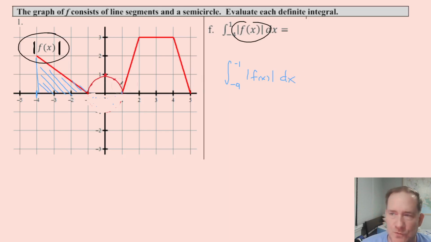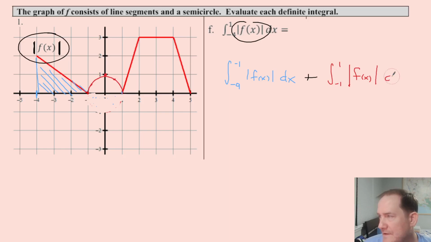And because this whole region is above the x-axis, I could put the absolute value bars or not. It doesn't matter. I'm just going to put them. Now for the second guy, of course, we're doing the integral from -1 to 1. But we are definitely not integrating f of x. We are definitely integrating the absolute value of f of x. So just make sure you make that notation clear.